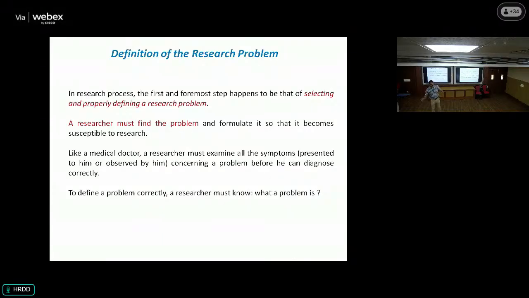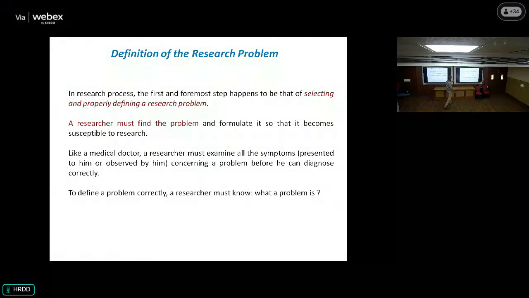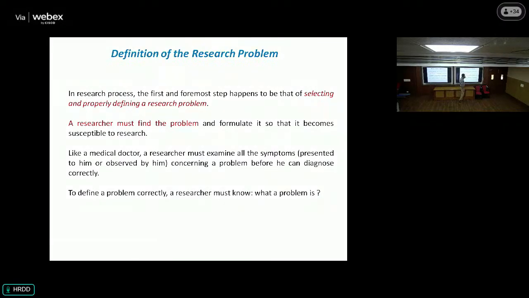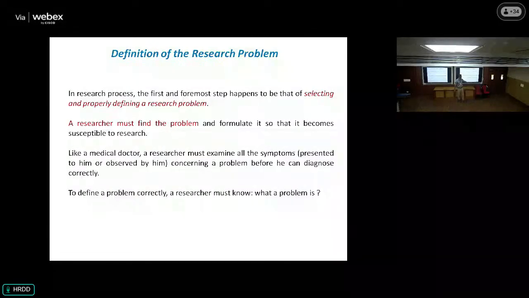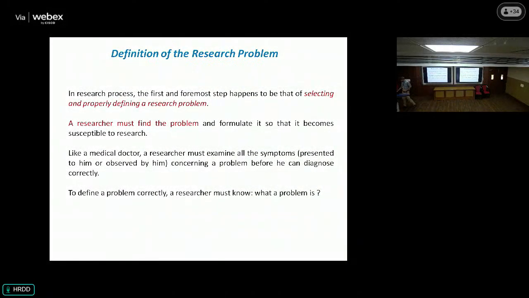You cannot give some absurd ideas, right? Like a medical doctor, a researcher must examine all the symptoms presented to him or observed by him concerning a problem before he can diagnose correctly. To define a problem correctly, researchers must know what a problem is. So that is why this class, what a problem is.